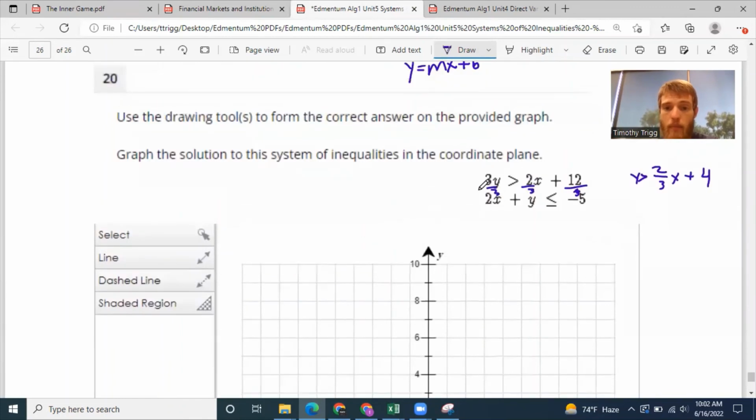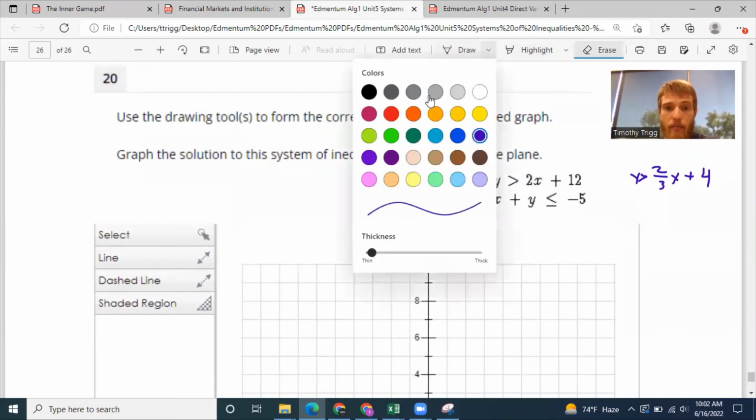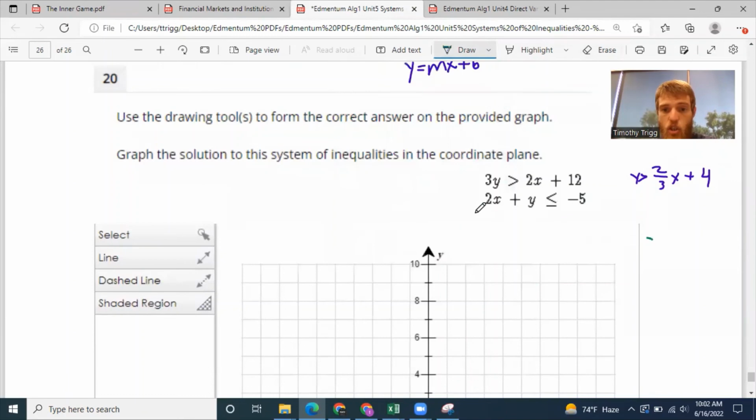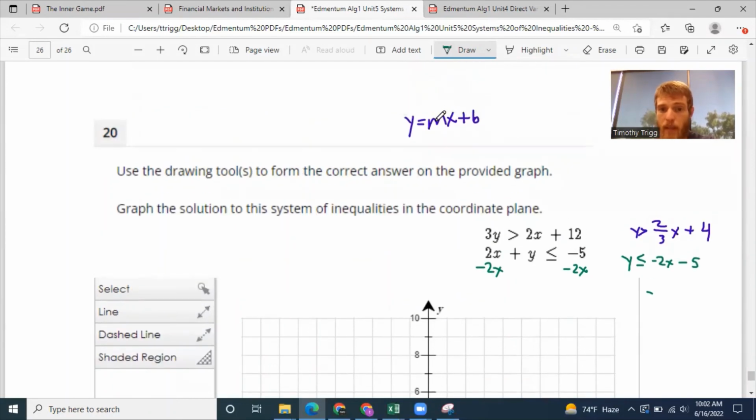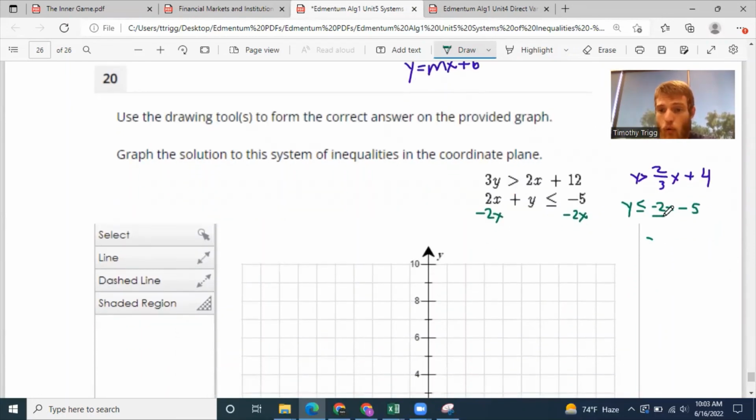Now for the second inequality, how would I get y by itself? Well, you can see to get y by itself, I need to get rid of this 2x. So we're going to go ahead and subtract 2x on both sides of the inequality. So that's going to be y is less than or equal to negative 2x minus 5. The negative 2 is our slope, that's the m, and the b, the y-intercept, is negative 5. We could think of the slope as negative 2 over 1. So how would you graph that? You would start at negative 5 on the y, then from there you'd go down 2 over 1. This one has a negative slope, so it'd be going downwards as you go from left to right.